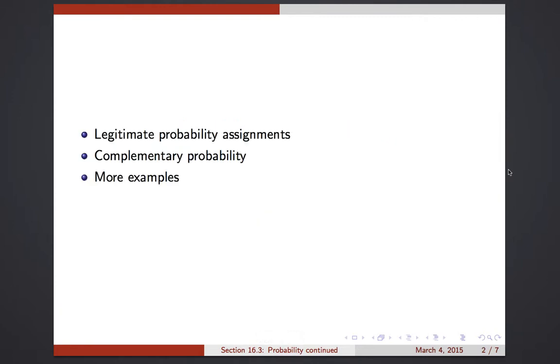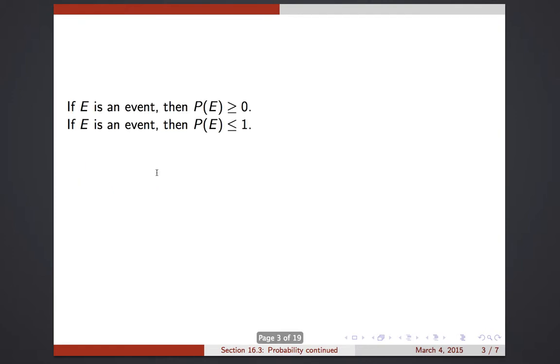So in this video, I'm going to finish up section 16.3 by doing three things. I'm going to talk about legitimate ways to assign probabilities to things. I'm going to talk about a concept called complementary probability. This is a cute trick to compute certain probabilities, a backdoor way, a sneaky little trick. And I'm going to show you some more examples of computing probabilities. So that's what we're going to do.